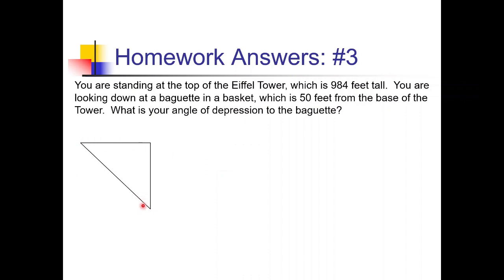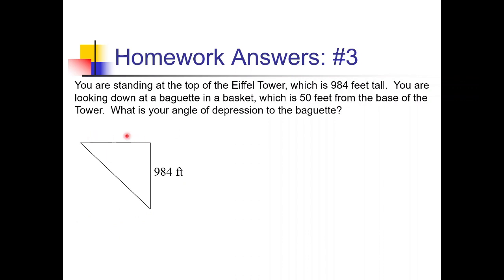The baguette is down here in the lower right. That's the setup here. So if the Eiffel Tower is 984 feet tall, well, that would be this distance on the left, but we're using this triangle, so that the vertical of this triangle is what we're going to give the 984 to. And then we're looking at a baguette 50 feet from the base of the tower. So that's this distance down here.